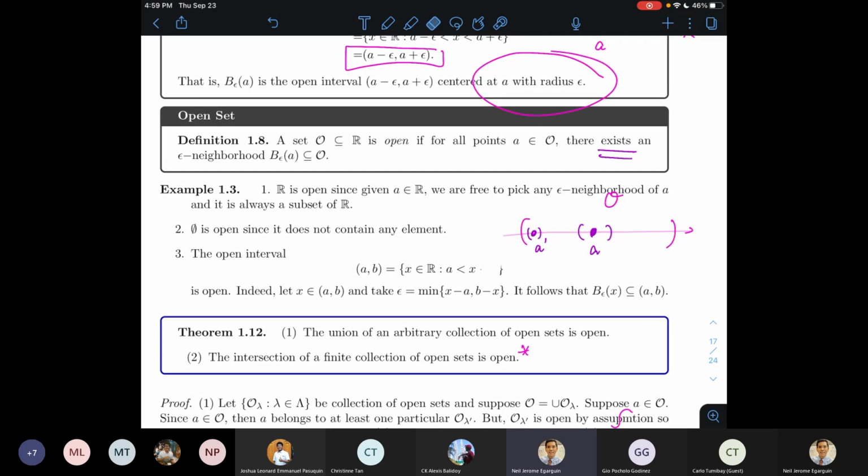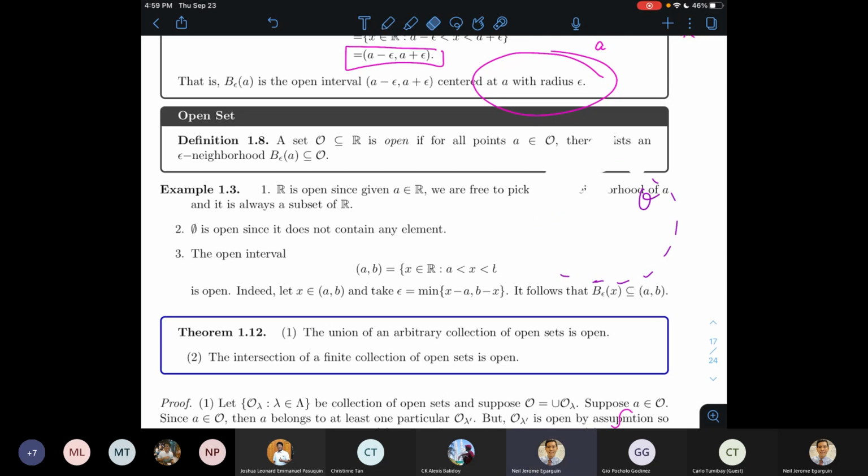Okay. Kung pupunta ka sa R squared, or larger dimension, open set siya kapag laging merong epsilon neighborhood. So kung pumili ka dito ng element na to, meron ka lang open ball, properly contained pa rin siya dun sa set big O. Kaya ibig sabihin, open pa rin itong set na to. Kasi kahit anong element ng set, lagi akong may mahanap na epsilon neighborhood na nasa loob ng set.